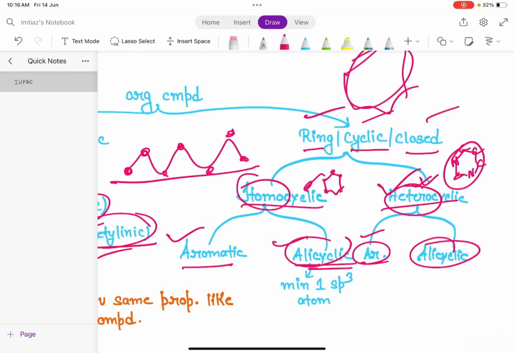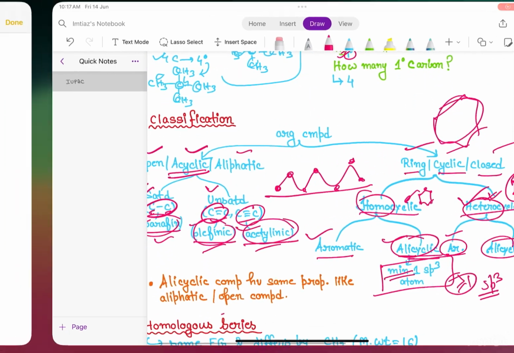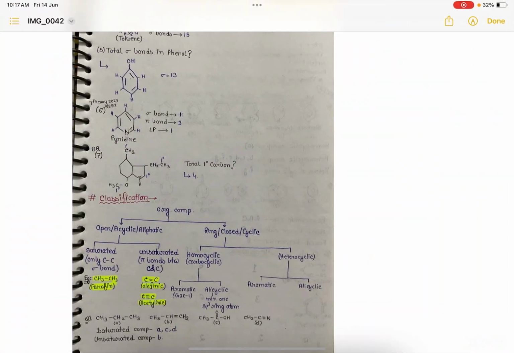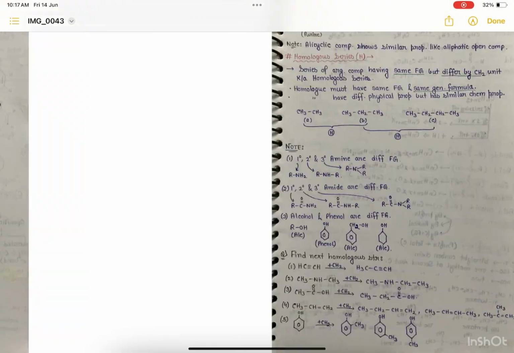And what is alicyclic? Alicyclic means if the ring has at least one sp3 atom, greater than or equal to 1 sp3 atoms, then that ring will be known as alicyclic. Ample examples are there in the notes. You can check over here, all these examples are there. You can practice from here.